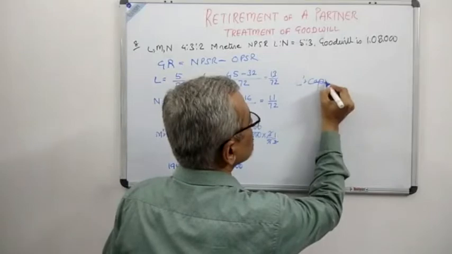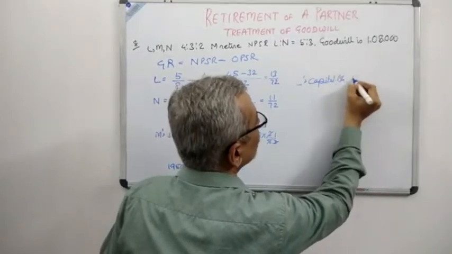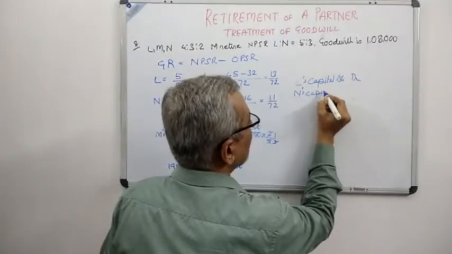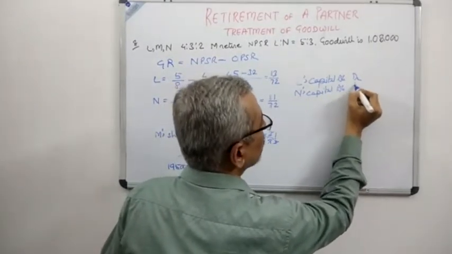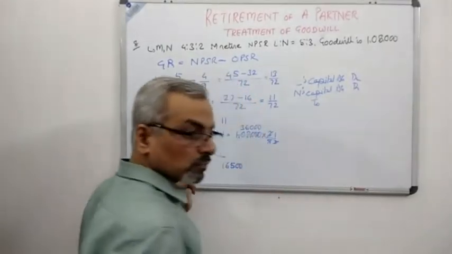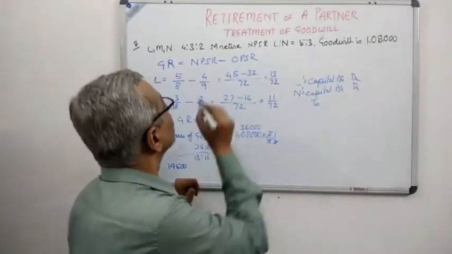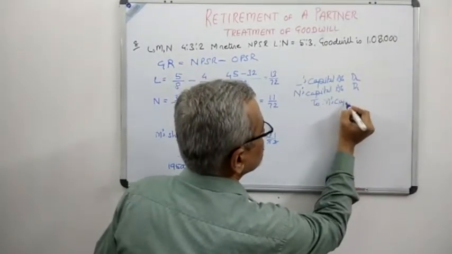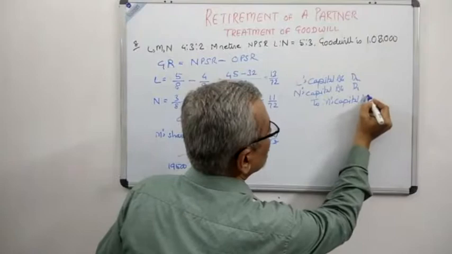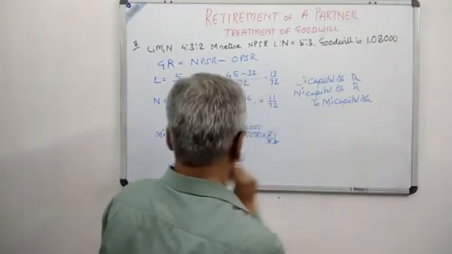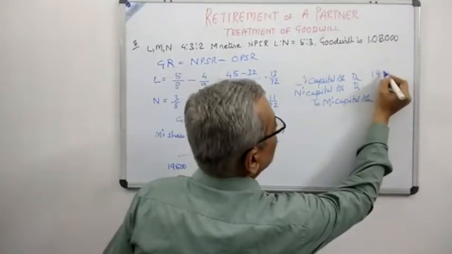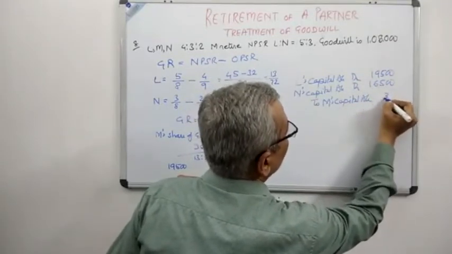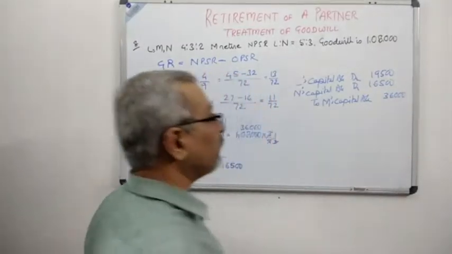The journal entry will be L's capital account debit, N's capital account debit, to the retiring partner. Who is the retiring partner over here? Please see very carefully. To M's capital account, and we can see the amounts 19,500, 16,500 and 36,000.